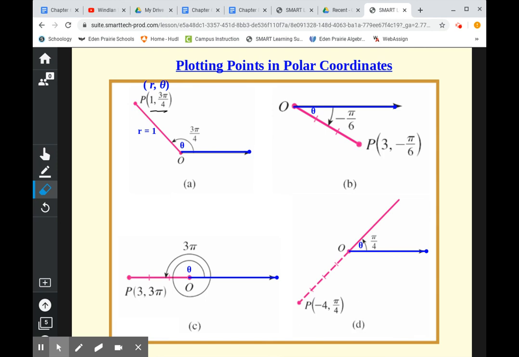D, you'll see here's the example where it's negative. So (-4, π/4). First I open up theta, π/4. And then instead of going out 4 units like normal, I go the negative ray from π/4. I go the negative distance, 1, 2, 3, 4, and then that point ends up there.